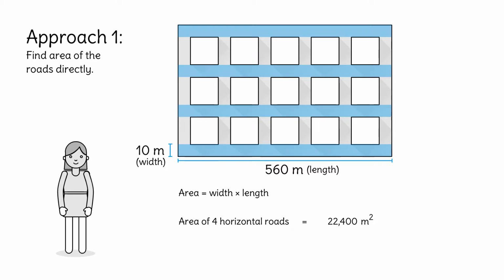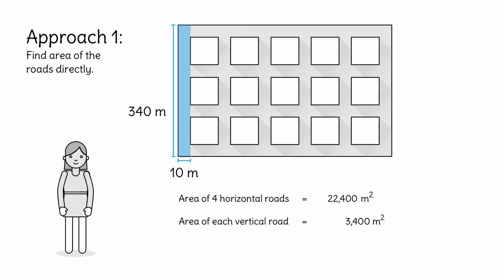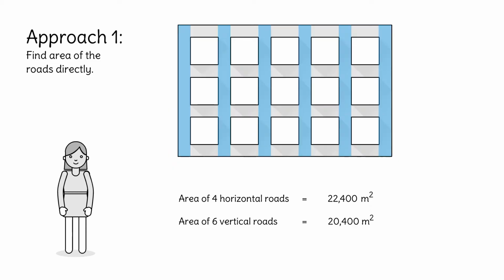for all the horizontals. The vertical rectangles are 10 by 340, so each of the verticals has an area of 3,400 square meters. Since there are 6 of them, we multiply by 6 to get 20,400 square meters as the area for all the verticals. If we add the area of the horizontals and the verticals, we get a total road area of 42,800 square meters. But there's a problem.